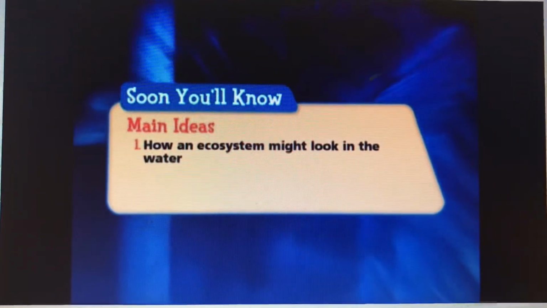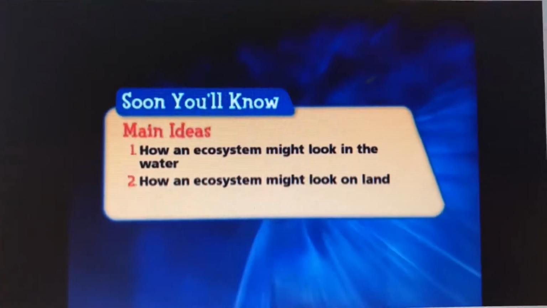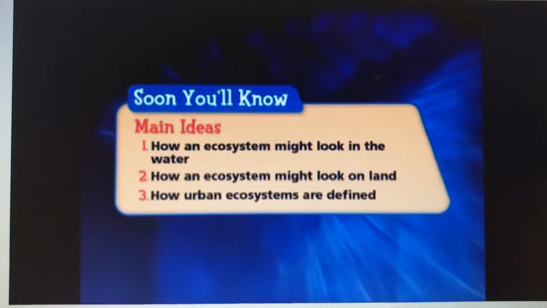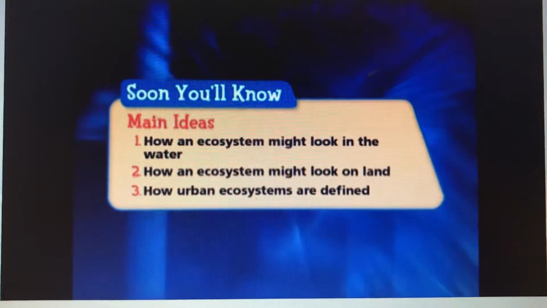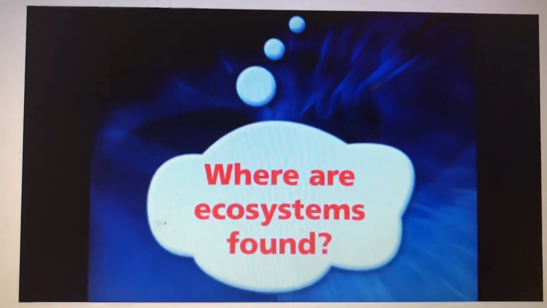How an ecosystem might look in the water. How an ecosystem might look on land. And how urban ecosystems are defined. Everyone ready to go? Okay, let's go see where ecosystems are found.